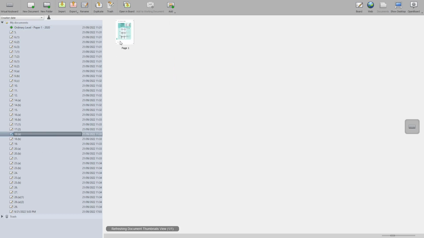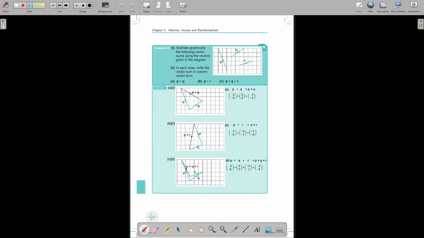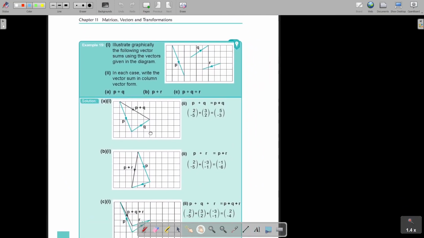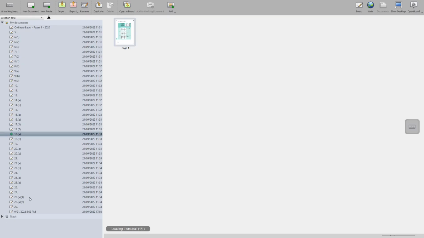So let's just go to question 18. It's just showing you, but it's the same as what we did with matrices. It's just how we're going to simplify, add. So basically, if we add it, I just want to show here, we just add the same position. So 2 plus 3 is 5, negative 5 plus 2 is negative 3. As easy as that.